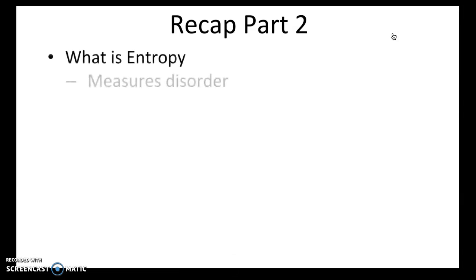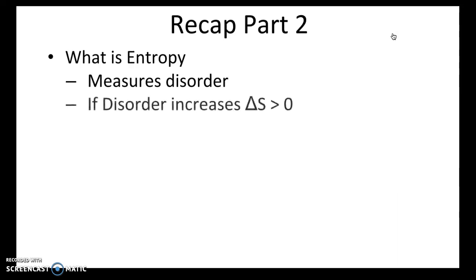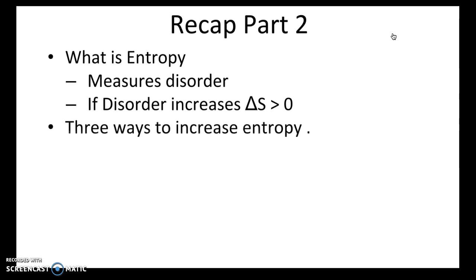In Part 2, we learned about entropy, which measures disorder. And we said that if disorder increases, delta S will also increase. And this is true for a spontaneous process. So if you want to increase the spontaneity of the process, you want to increase its disorder. We talked about the three ways to increase the entropy or disorder.